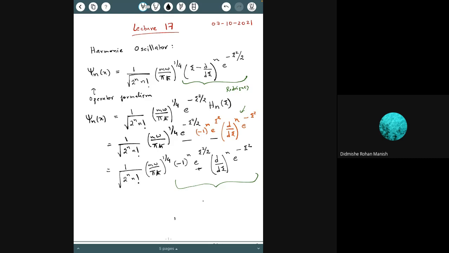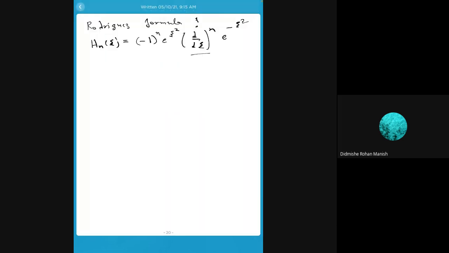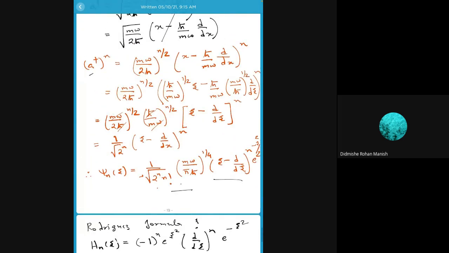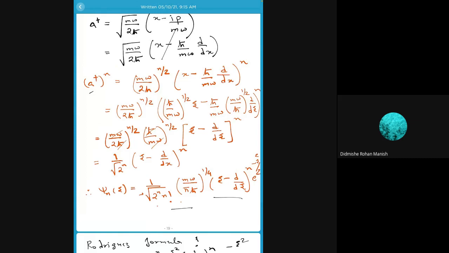Oh, no, I showed you how to get that from the A dagger last time, by writing the A dagger in terms of the momentum operator. Yes, but that is the y minus d/dy. This comes from the A dagger, right? Yeah, so this is what we did last time.